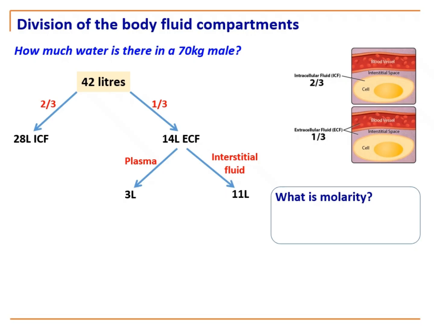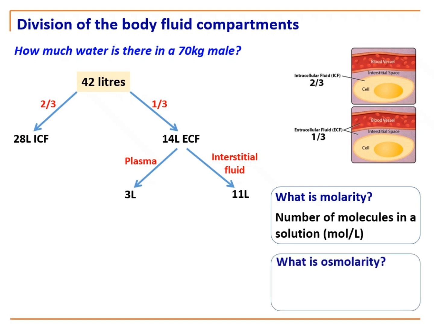The other important concepts you need to understand, and my chemistry is notoriously rubbish, is what is molarity, which is the number of molecules in a solution measured as moles per liter or millimoles or micromoles, and osmolarity, which is milliosmoles or osmoles per liter. Key difference really is that osmolarity is the number of particles in a solution as opposed to the number of molecules in a solution. I think that's the key thing you need to understand.